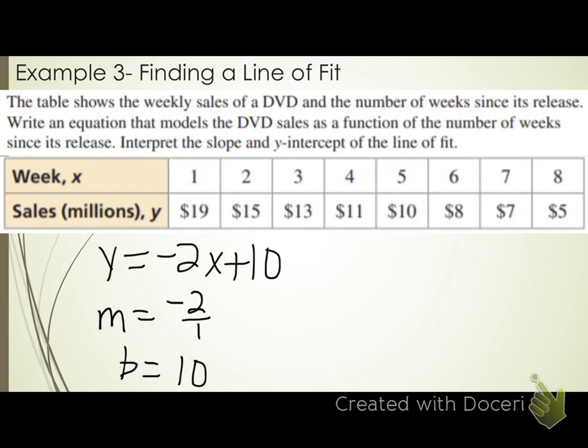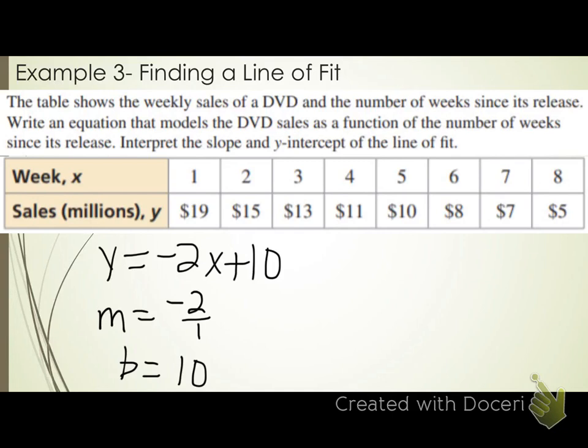So, based on our situation here, we need to interpret our slope and y-intercept. Slope is negative 2 over 1. Remember, slope is change in y over change in x. What are our y values representing? Sales in millions. What are our x values representing? Number of weeks since the DVD's release. Right? So for our slope, it's the change in y over the change in x. Negative 2 over positive 1.